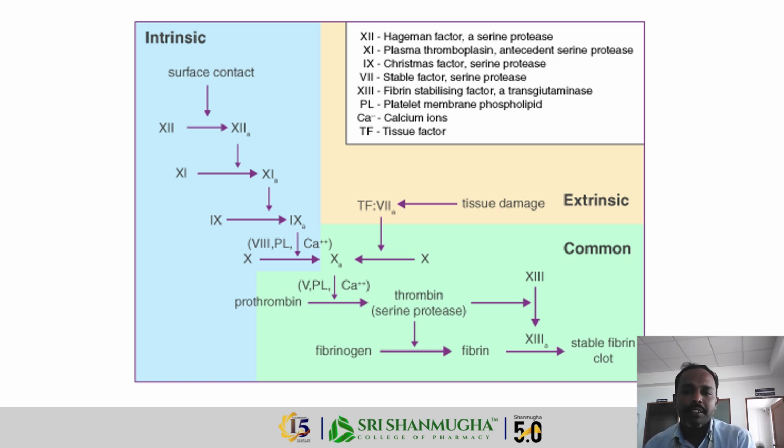12 is Hageman factor, a serine protease, and 11 is plasma thromboplastin antecedent, a serine protease, and 9 is Christmas factor, a serine protease. 7 is stable factor, also a serine protease, and 13 is fibrin stabilizing factor, a transglutaminase. PL means platelet membrane phospholipid, Ca is calcium ions, TF is tissue factor. These are all the factors involved in clotting mechanisms.